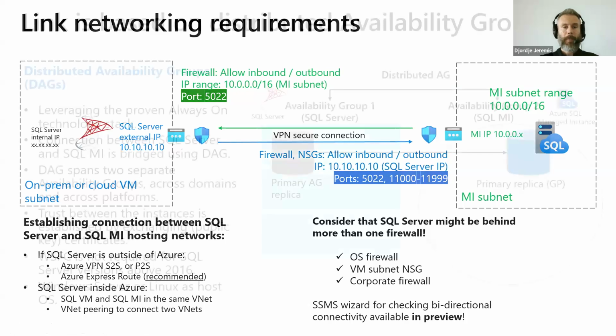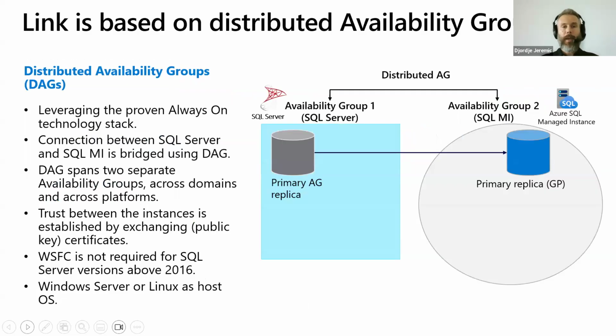So, the link is based on distributed availability groups. In fact, when you're configuring a link between SQL Server and SQL MI, you're essentially configuring a distributed availability group. On SQL Server, the link feature is in no way different from distributed availability groups. This distributed availability group, as you can see here, spans two different domains and two platforms. So your SQL Server might be somewhere on-prem, and SQL MI is obviously in Azure.